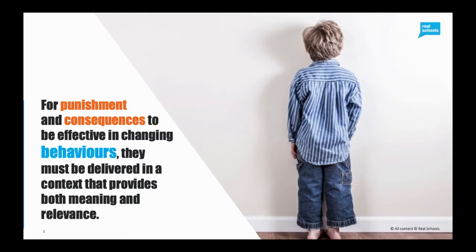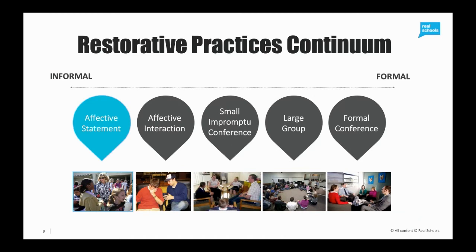So step in before, or as soon as you see a behaviour pattern emerging, and that's how you can make consequences and punishment fit within the restorative model rather than flipping out of the restorative and over to the adversarial when it happens. I hope that makes sense. So let's talk about what you're going to do.